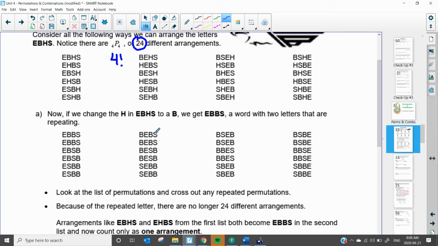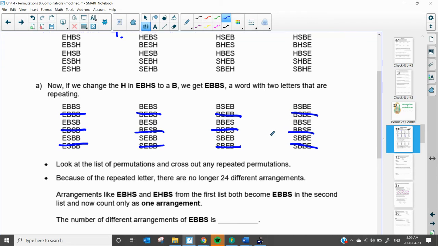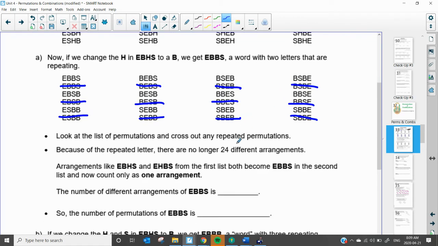If I write out all of my arrangements, so basically I've taken that first list, and anywhere where I've seen an H, I've changed it to a B. This is now my grouping of letters. But you notice there's a lot of arrangements that are repeated. So we're going to go through and cross out all of our repeats. And in this case, just the way that the letters are arranged, we're basically crossing out every other grouping of letters. By crossing out every other arrangement, we have gone from 24 arrangements down to 12.